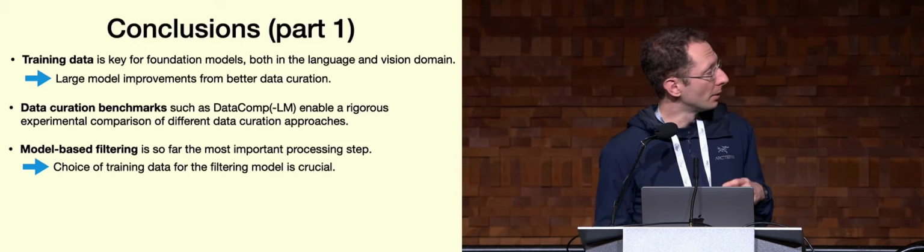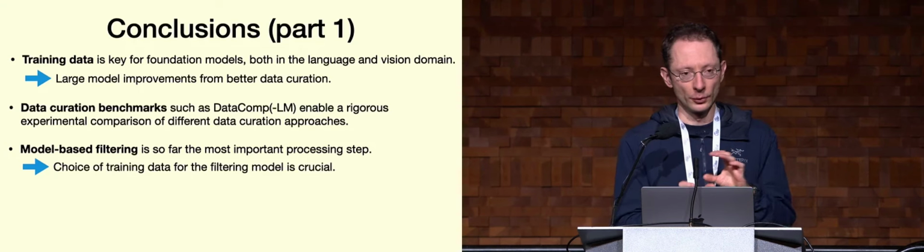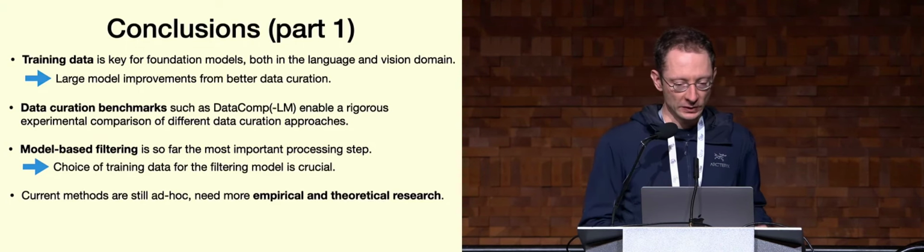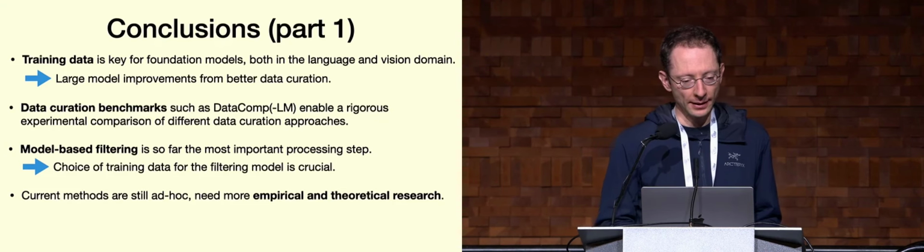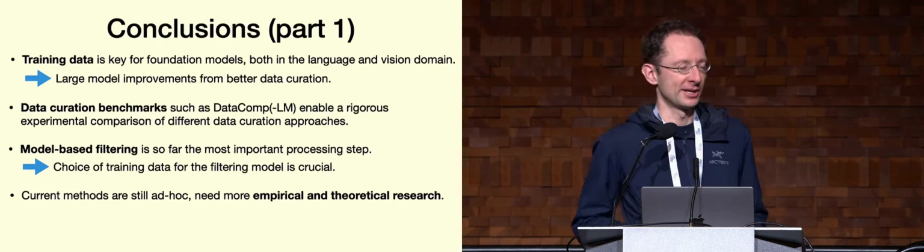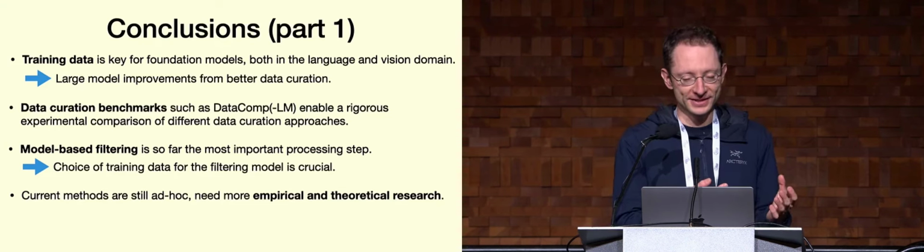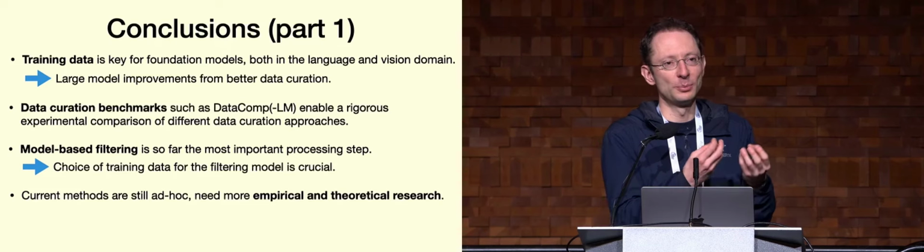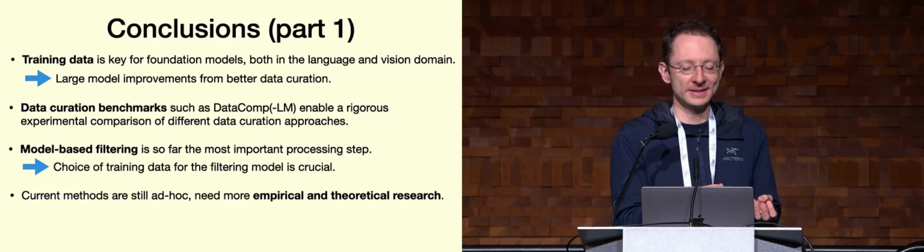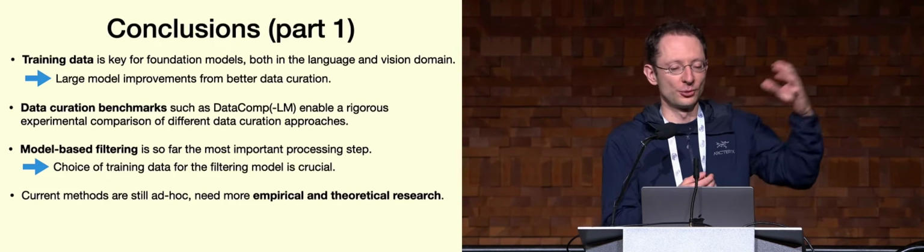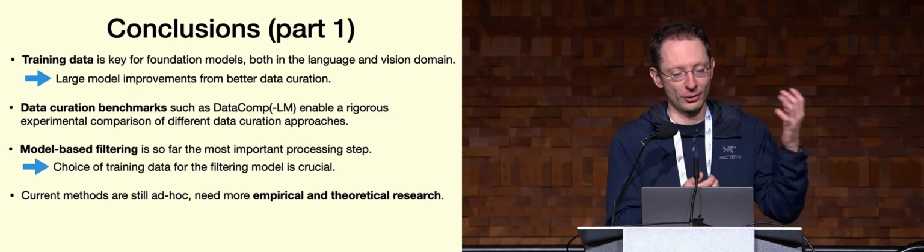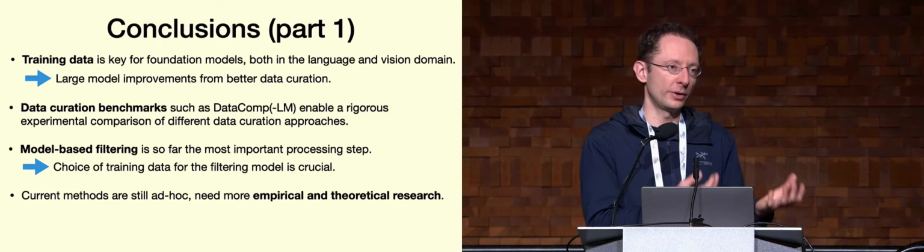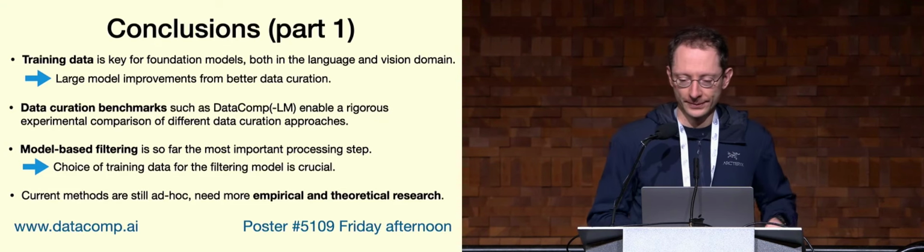As I just mentioned, model-based filtering has been the most important part in both domains, in language and in vision, in order to make the training sets better. And the current methods are still very much ad hoc. I think I mentioned this a couple of times throughout the talk: I can't tell you necessarily the key principles behind what works best at the moment. I can't tell you how much room there's still for improvement. Empirically, there's still a lot of room for improvement. And I think understanding this more from an empirical and theoretical perspective would be really awesome.